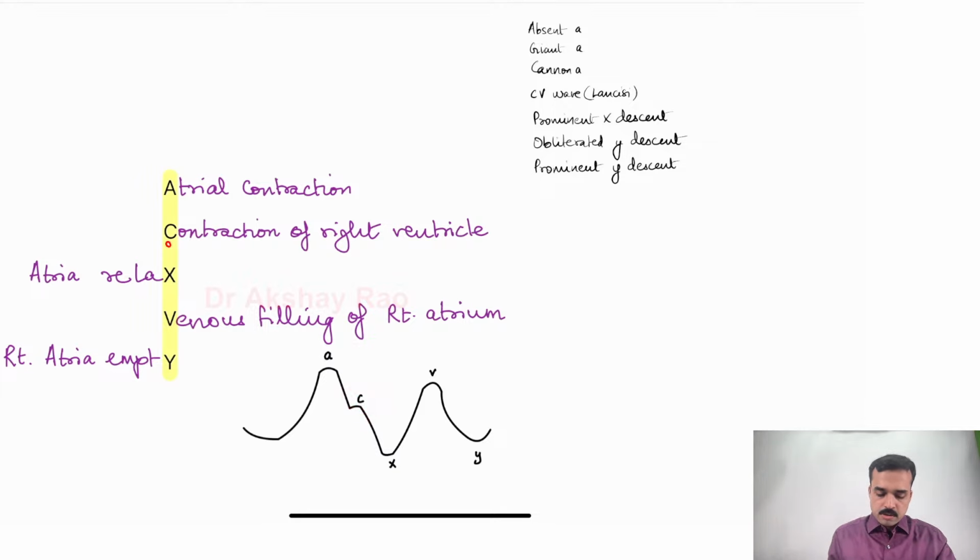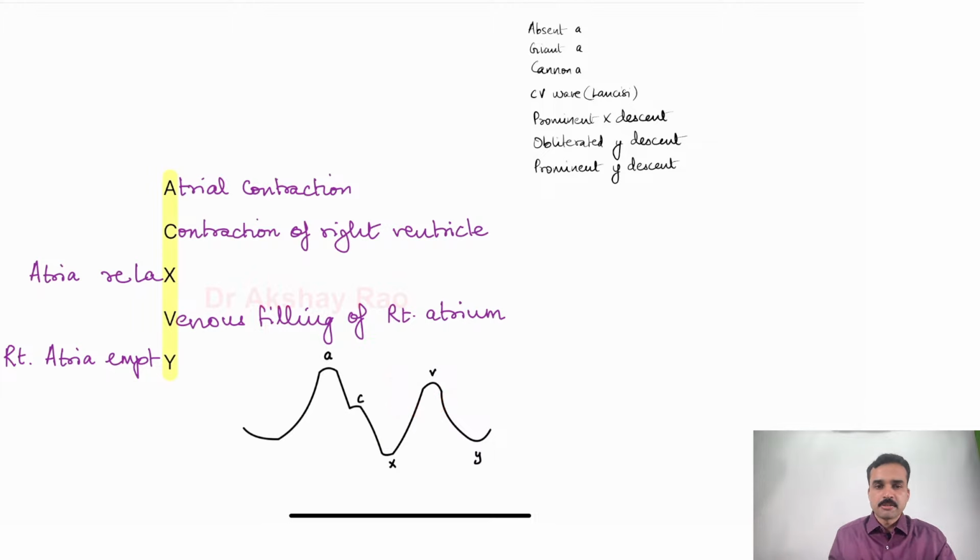Okay, so X is because of atrial relaxation. So the atria are trying to relax and become ready for receiving the blood that comes in through the systemic veins. When the right atrium is getting filled with the venous return, that time it will produce the V wave.